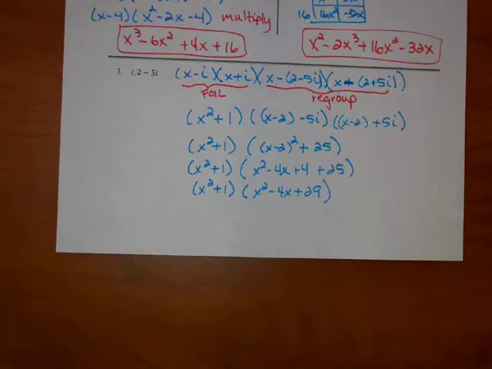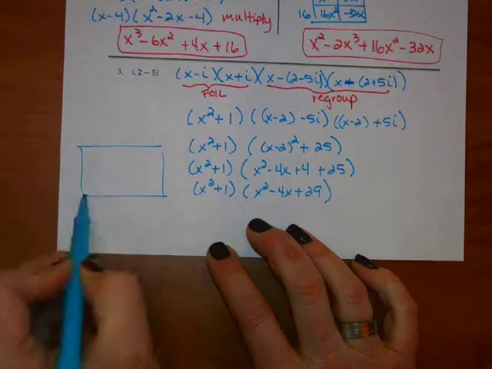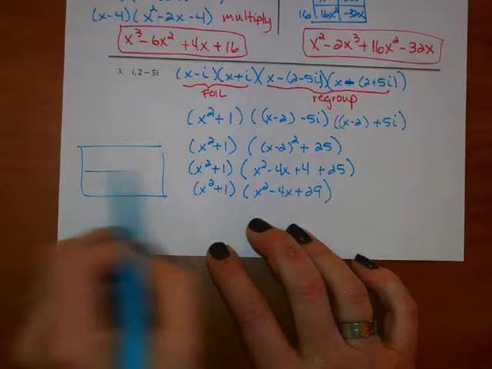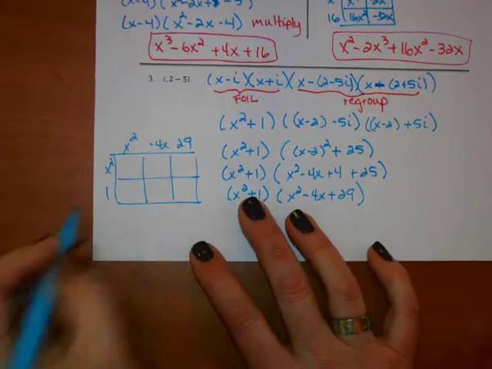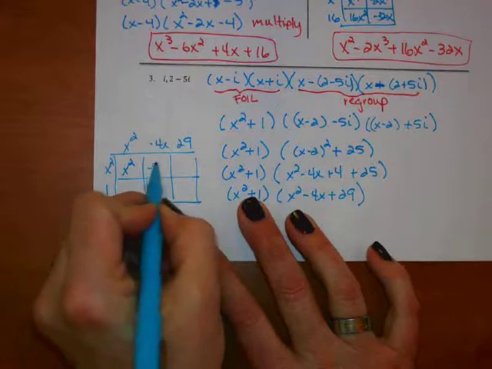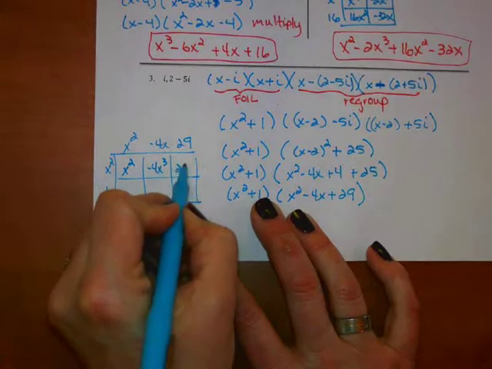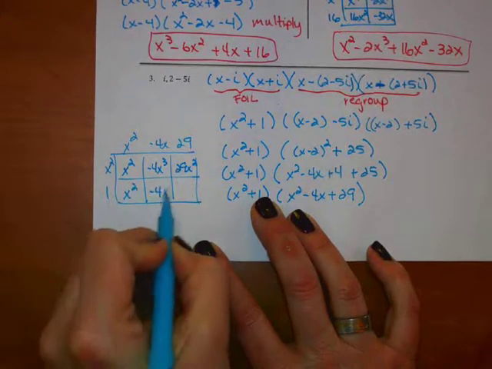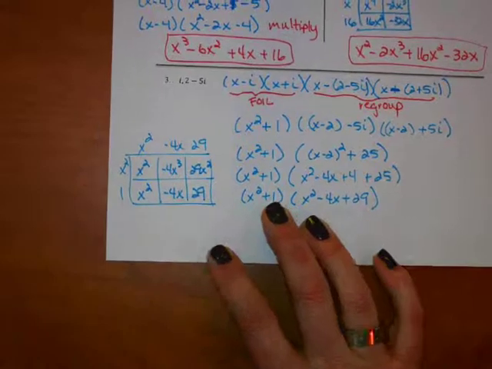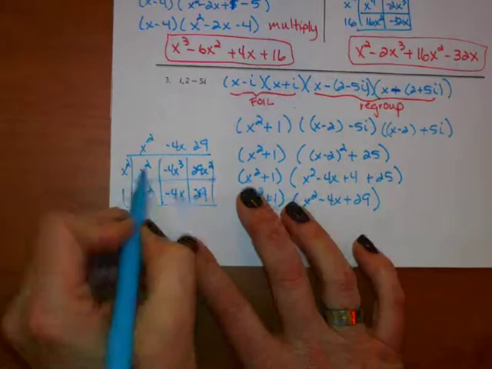And then whatever method you prefer. When I have a binomial and a trinomial, I tend to go to the box, but you can FOIL too. It doesn't matter. So I'm going to do the box over here. It's up to you, though. This is a 4. This is a 4.